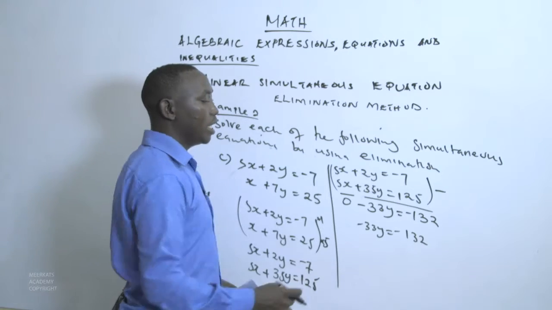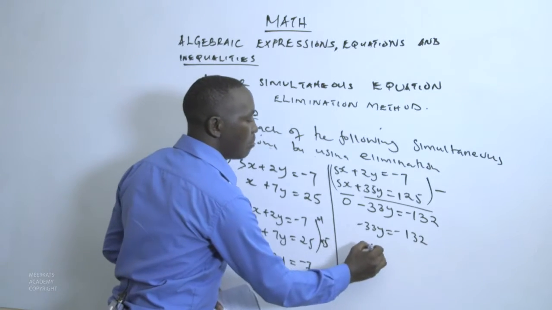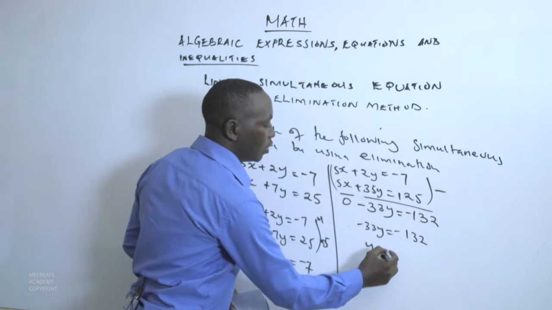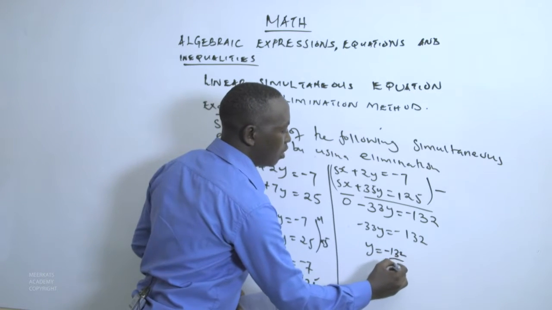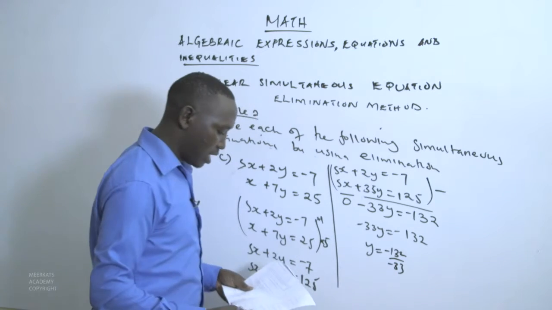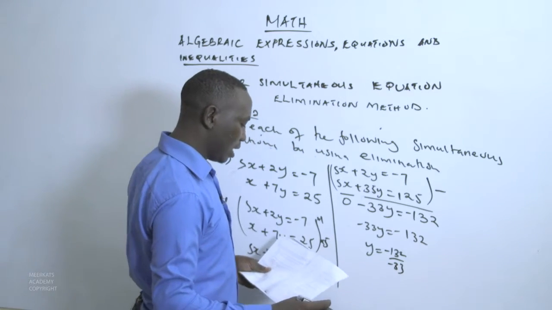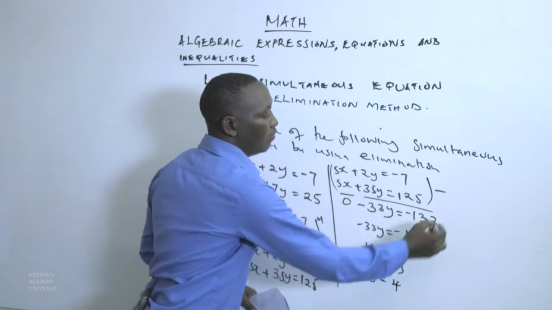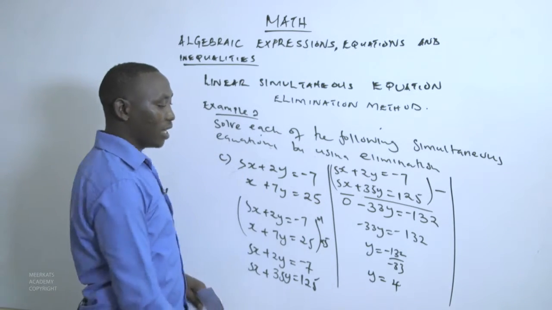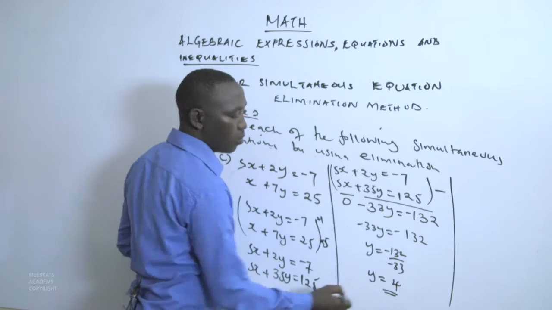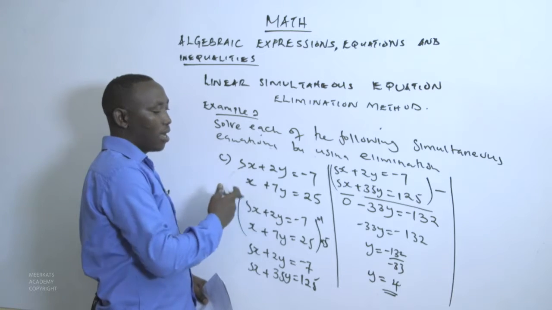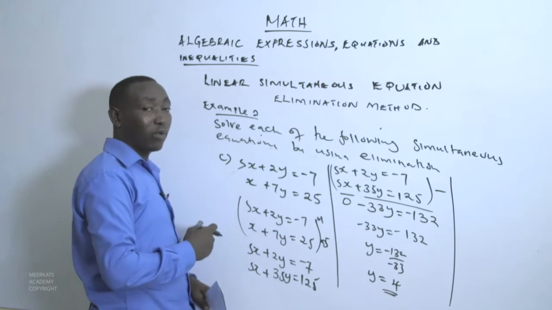We can therefore proceed in getting the value of y by dividing both sides by the coefficient of y, which is negative 33. So this will be negative 132 all over negative 33, which will give us the value of y as positive 4. After getting the value of y, we need to get the value of x by substituting the value of y in either of the two equations.